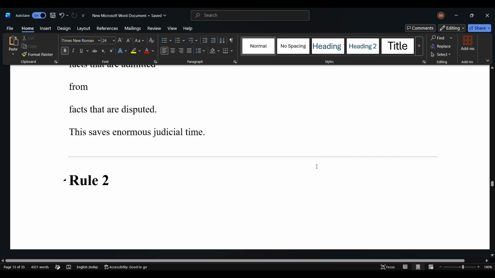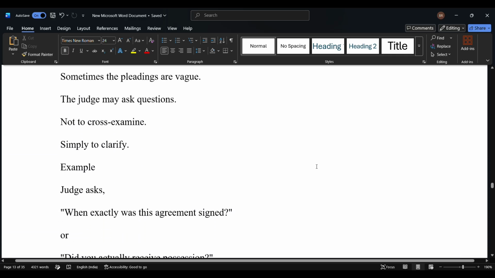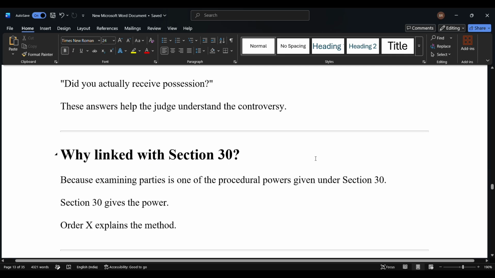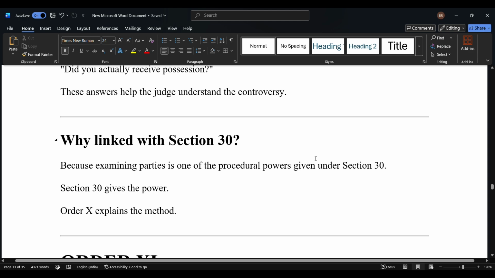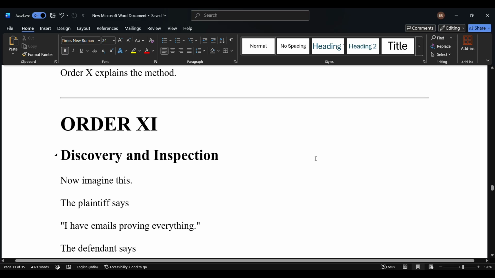Rule 2. Sometimes the pleadings are vague. The judge may ask questions, not to cross-examine, simply to clarify. Example, judge asks, when exactly was this agreement signed? Or, did you actually receive possession? These answers help the judge understand the controversy. Why linked with Section 30? Because examining parties is one of the procedural powers given under Section 30. Section 30 gives the power. Order X explains the method.